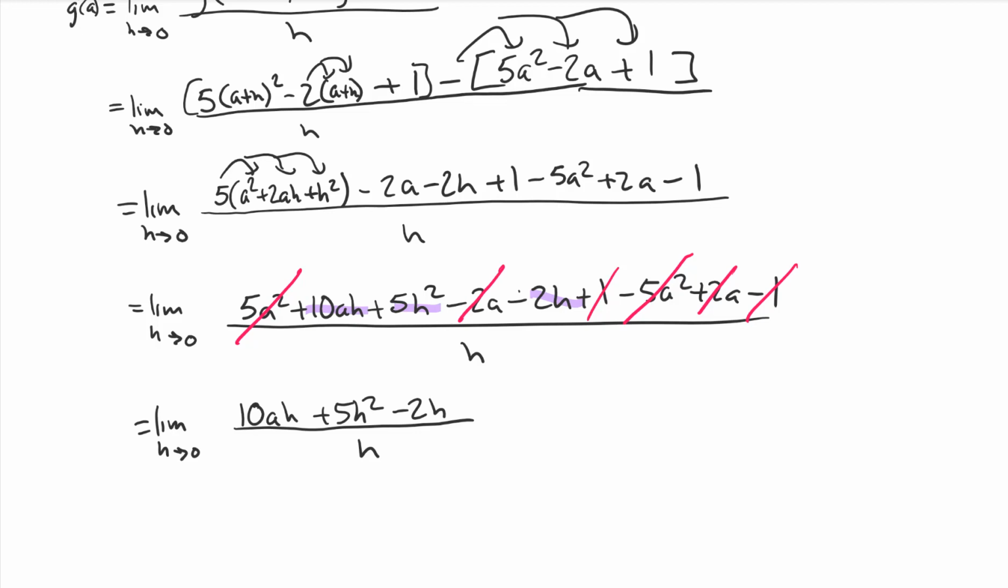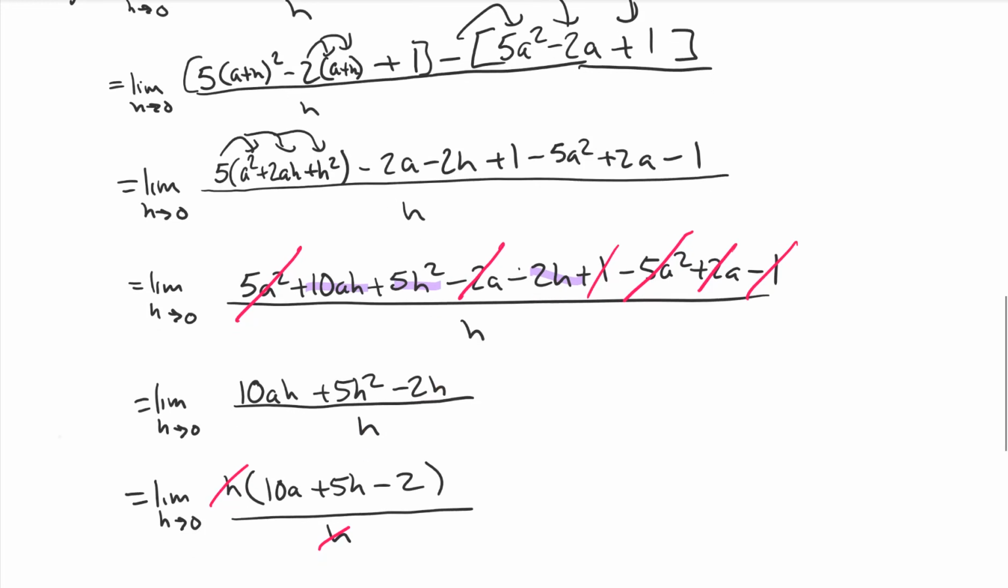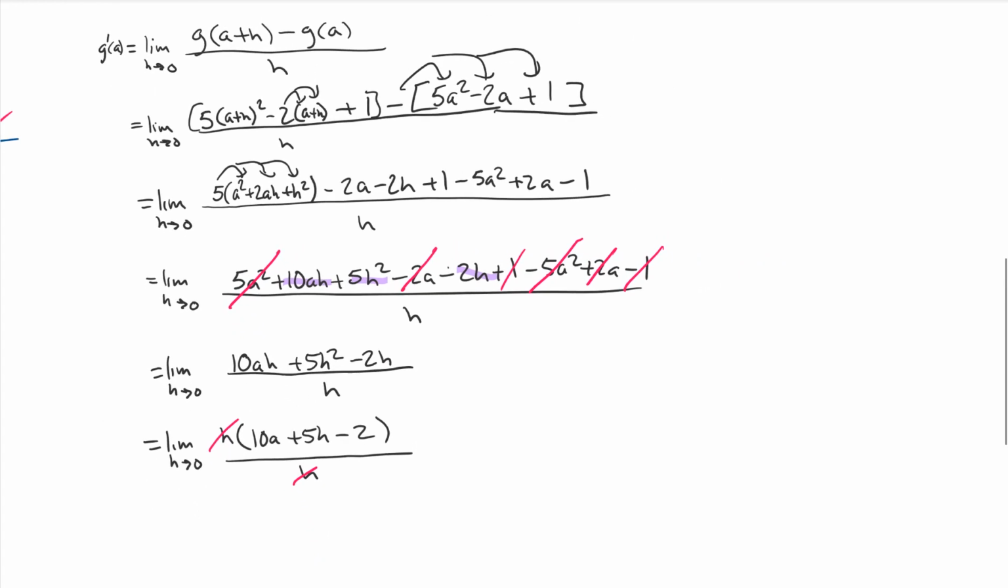We're trying to get rid of the h in the bottom, so let's factor out the h's from the top. It tends towards 0. So we bring an h out, and that leaves us with 10a plus 5h minus 2 all over h. Cancel that out. Please, please don't do this. Don't do that. You're better than that. Sometimes it'll be at the wrong place at the wrong time, and it looks like you want to cross it out. You've got to factor first.